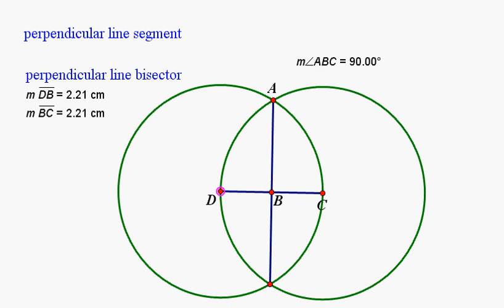And this will come in really handy in the near future. This next construction is going to be an angle bisector. Now we said bisector means to cut something into two equal pieces.